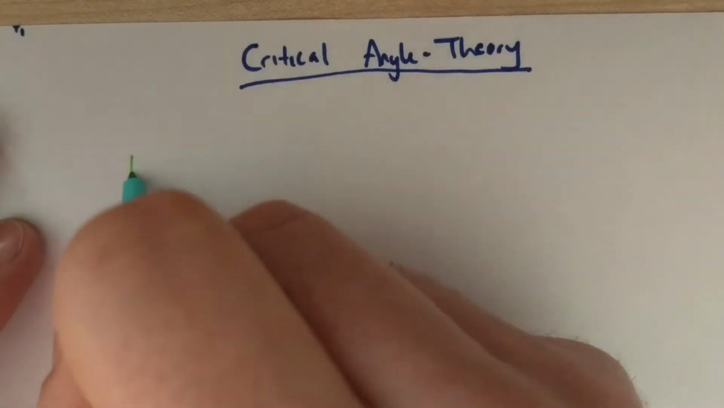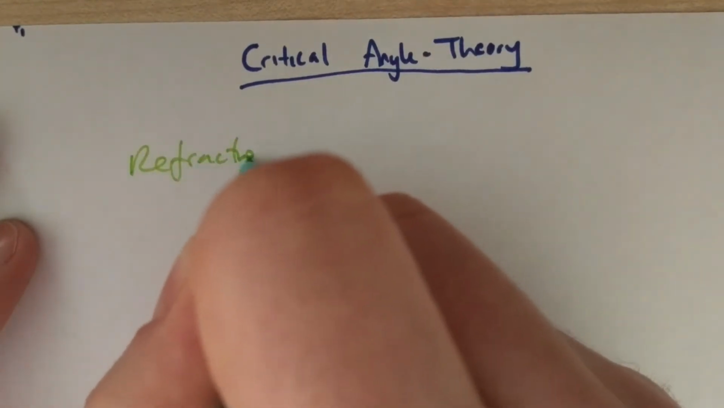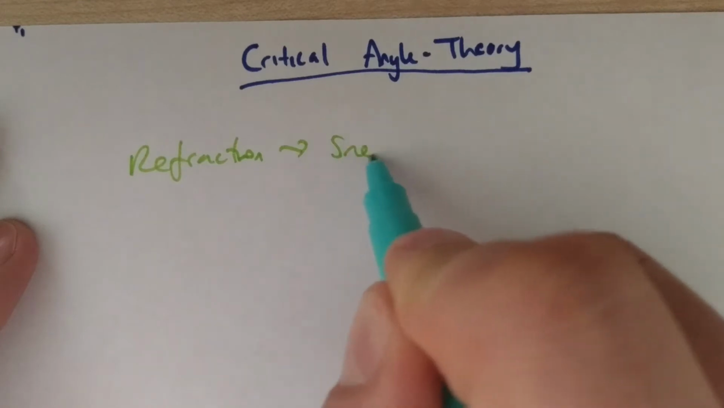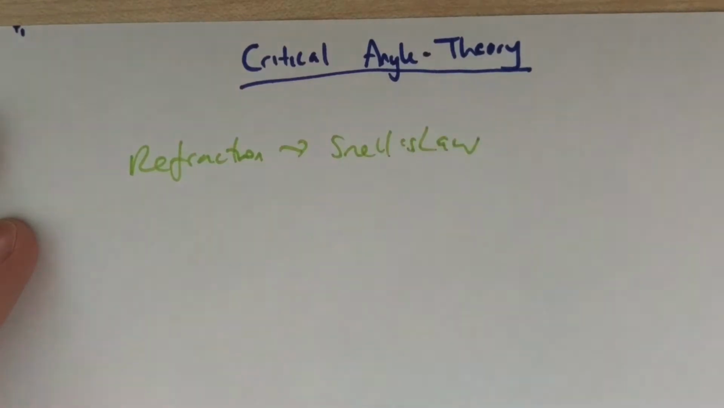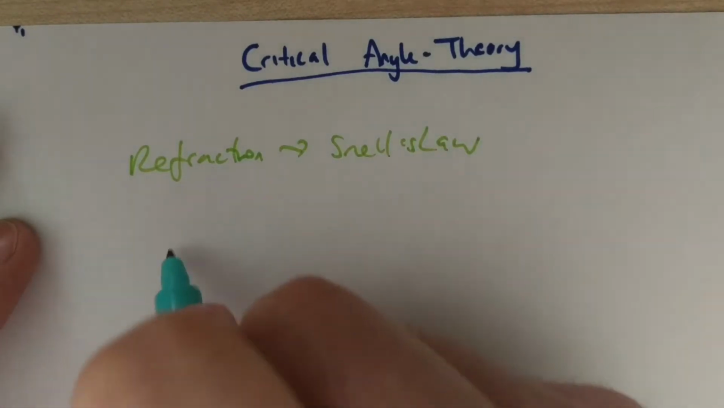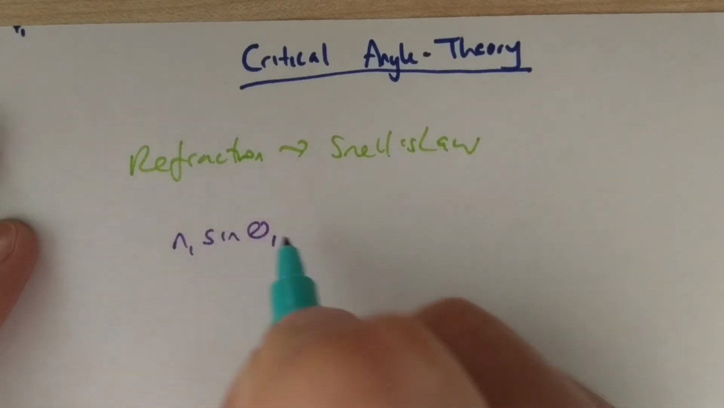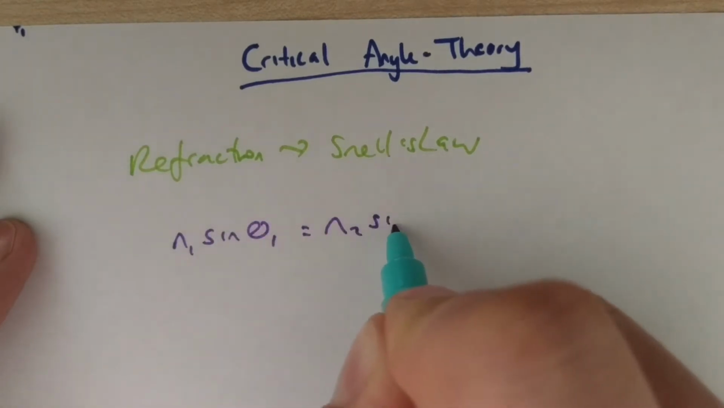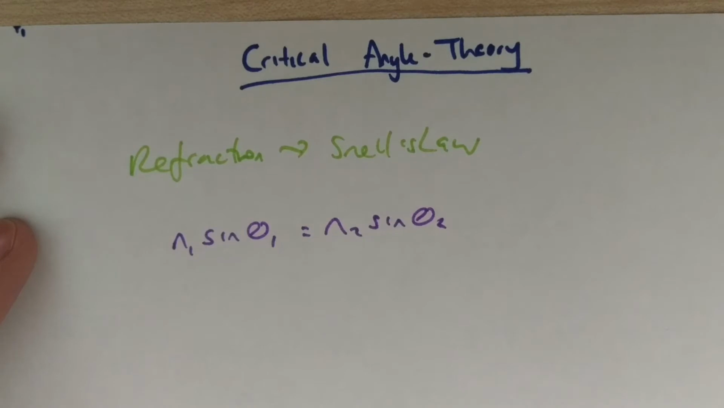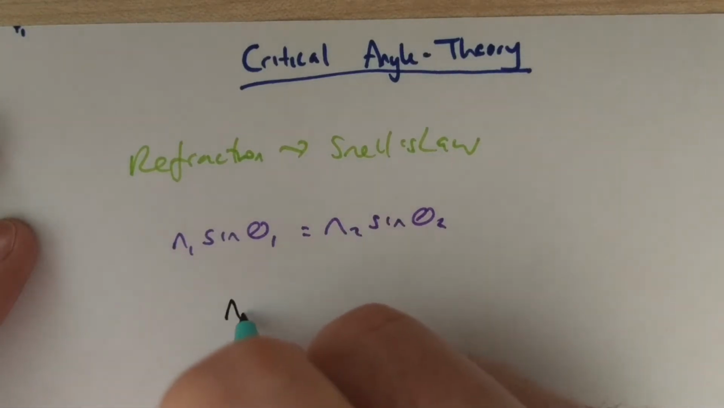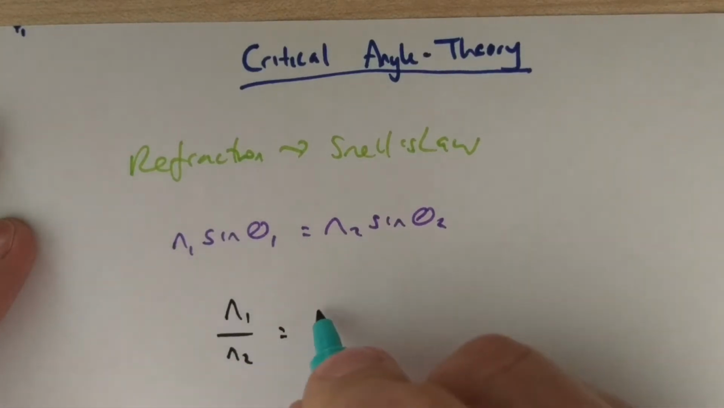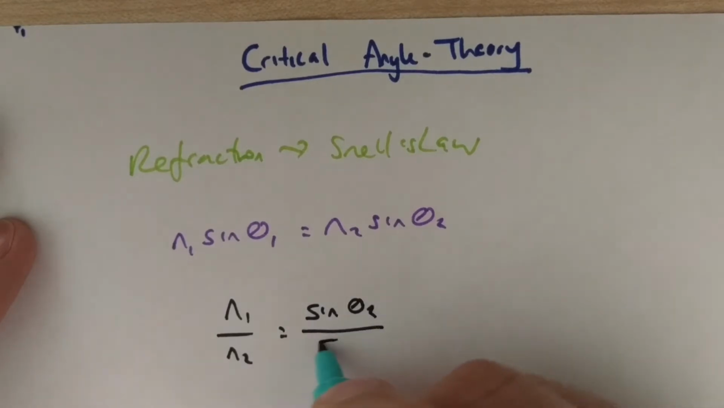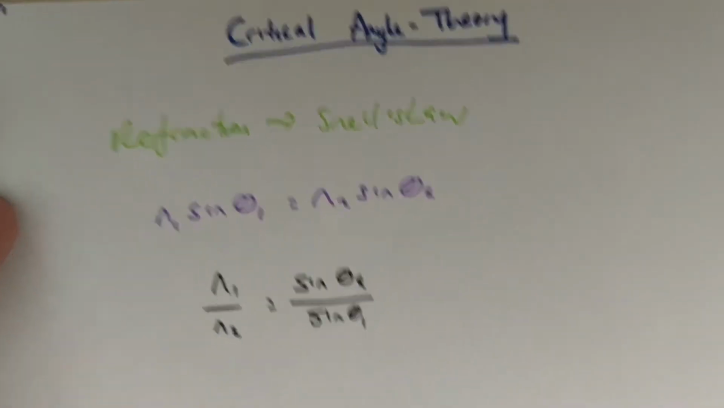Critical angle is going to be refraction, which means we are looking at Snell's law. As we know, Snell's law: n1 sine theta 1 equals n2 sine theta 2. I'm just going to give that a quick rearrange. I'm going to say that n1 over n2 equals sine theta 2 over sine theta 1.